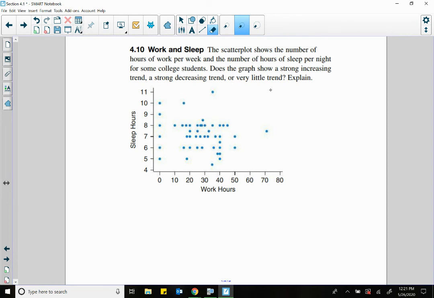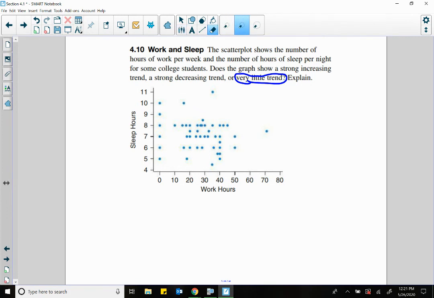Notice they didn't talk about whether it was strong or weak here, because when you have very little trend, that's usually weak. If you look at this, I would say, and hopefully you say, that there's very little trend. This does not look like it forms a line. It looks like there's a lot of mess in here. Look at that variability. It ranged from 5 all the way up to 10, all the way out to above 70 hours of work. They're getting a good amount of sleep, but it looks like lots of horizontal lines here.